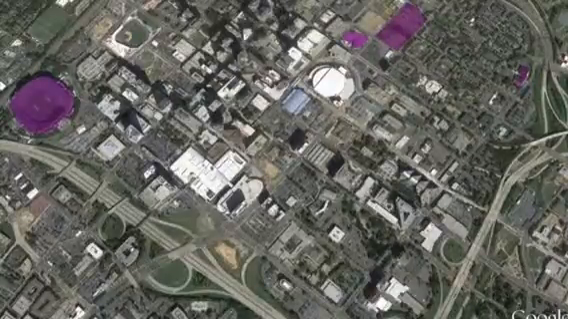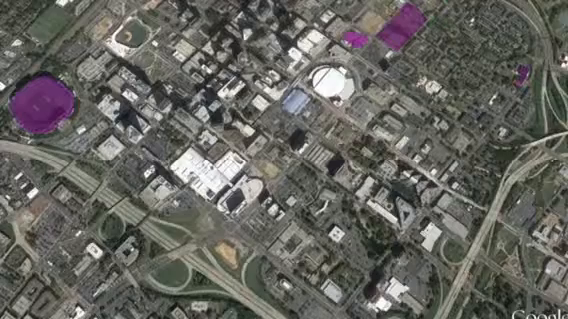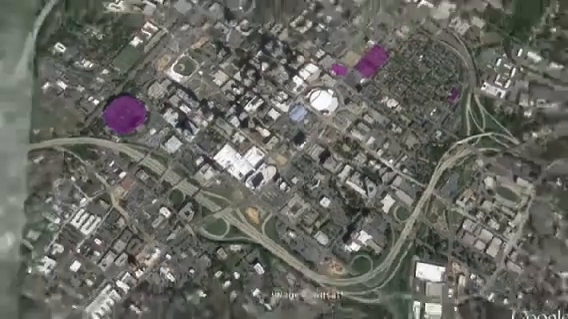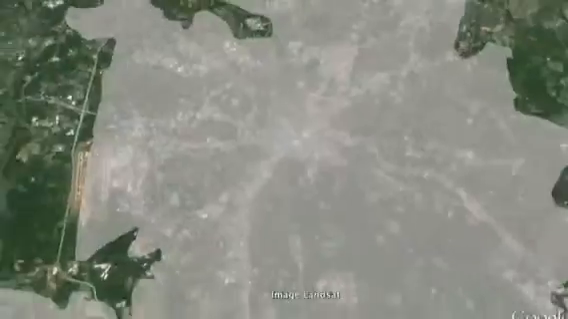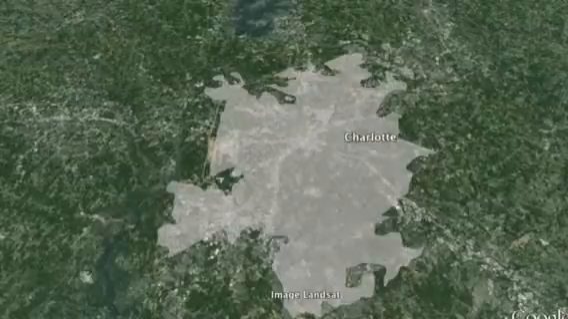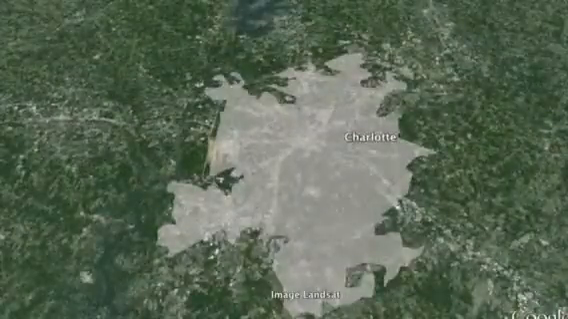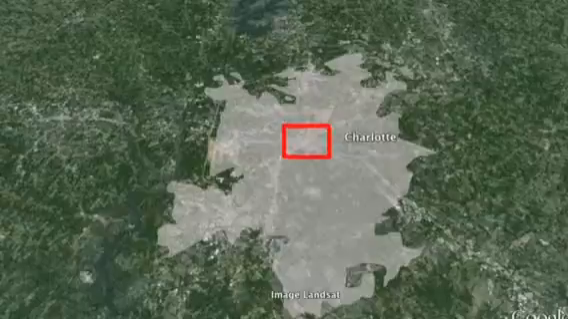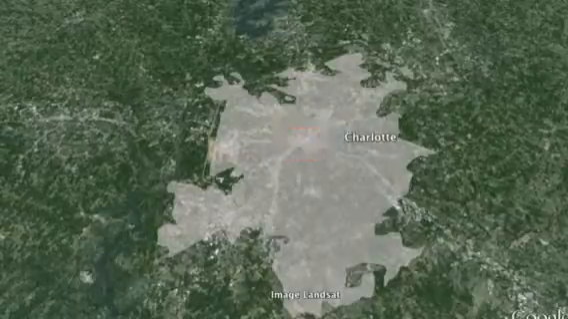Now let's see what this looks like from the air when we compare it to the whole city of Charlotte. Take a look. The area shaded in white, that's Charlotte. And this little area here, this is the uptown area. So you see how big Charlotte is.